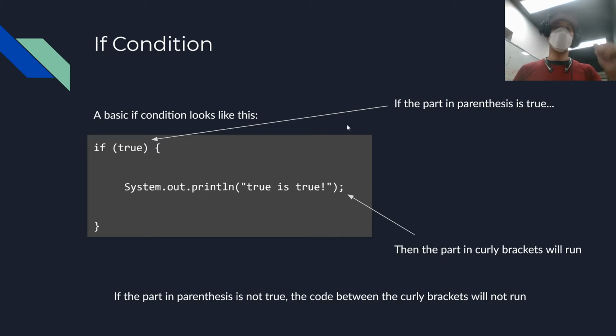Okay? So this can be a comparison operator, it can be a function call, it can be a variable, whatever evaluates to Boolean true or false. All right? And then after the parentheses, we have the curly brackets. This is the code that will execute if what's in the parentheses is true. So if the part in parentheses is true, then the part in curly brackets will run. If the part in parentheses is not true, the code between the curly brackets will not run. This will be skipped. So if this were false, this would not print.